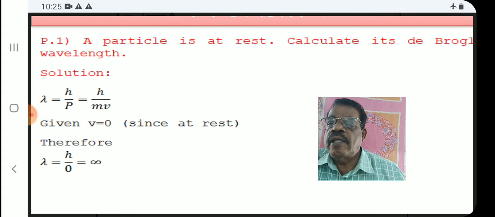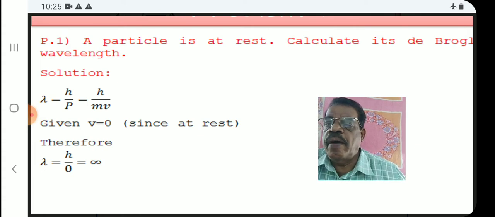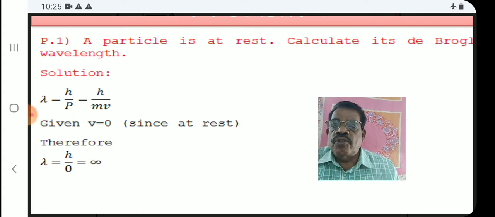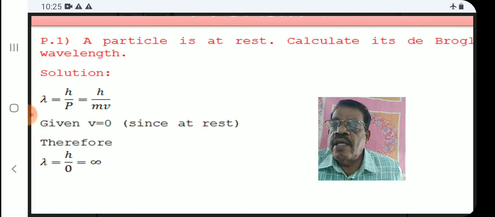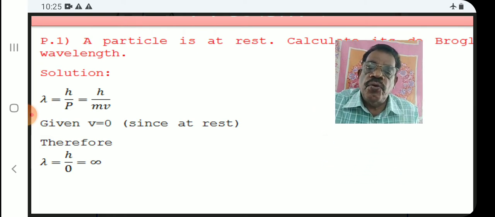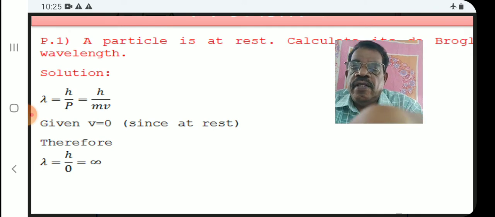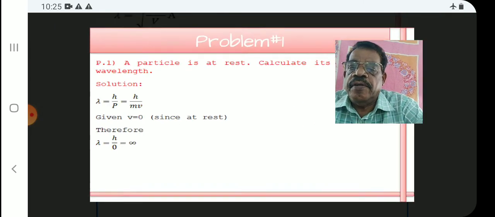Solution: lambda is h by p, h by mv. The particle is at rest, given v is equal to 0. Since it is at rest, lambda is h by 0. H by 0 is infinity. You know, any number divided by 0 is infinity. Here the answer is infinity.